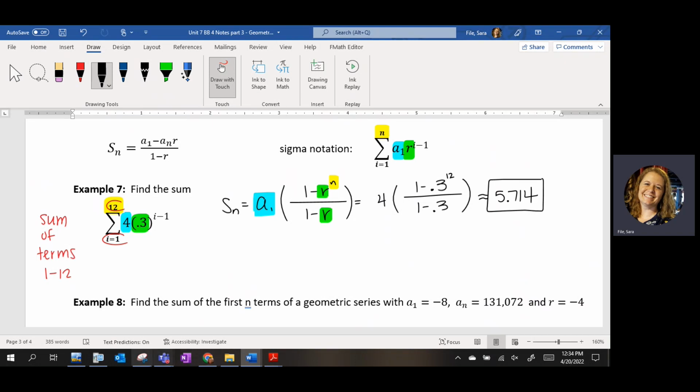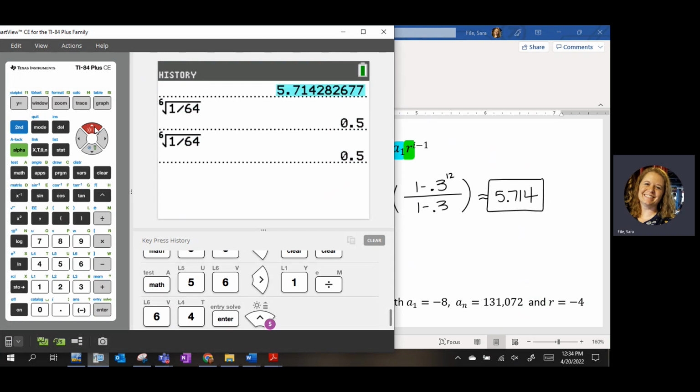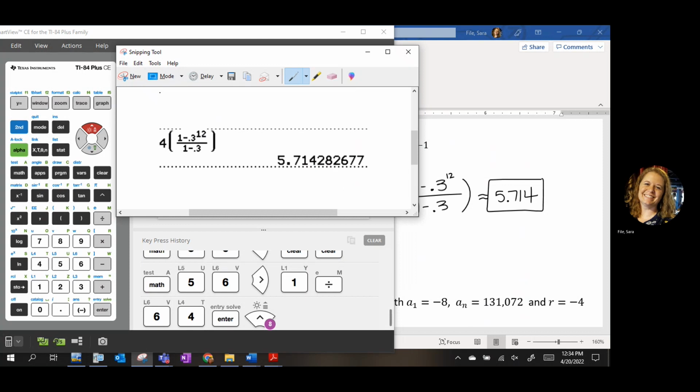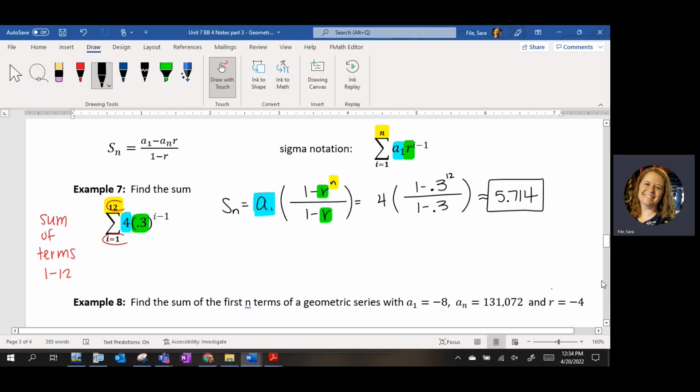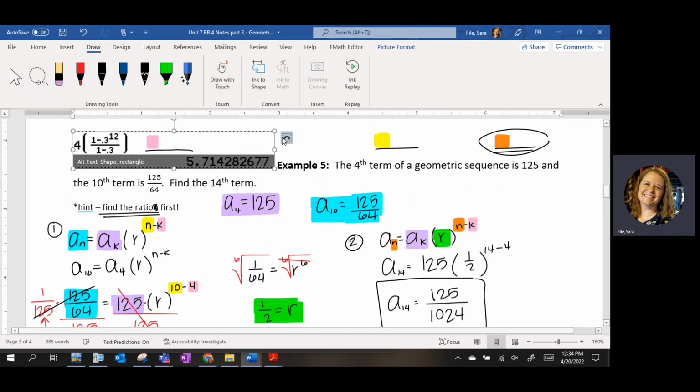I'll get you a picture real fast of how I typed that in the calculator. Right there. Copy that. Of course, it's going to take it to the top. Let me bring it down.